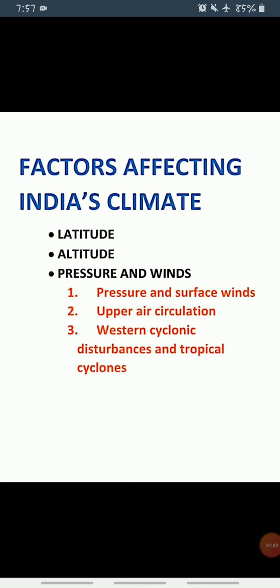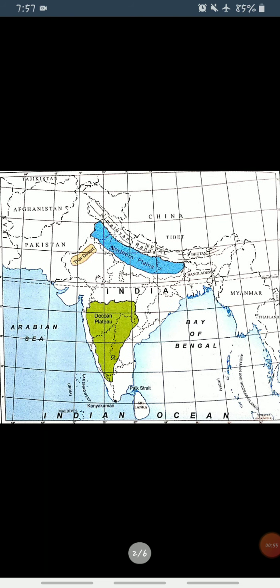Clear? Okay, so let's start with latitude. How does latitude affect the climate of India? So now come to the map first. Yes, see this map. This is a map of India.